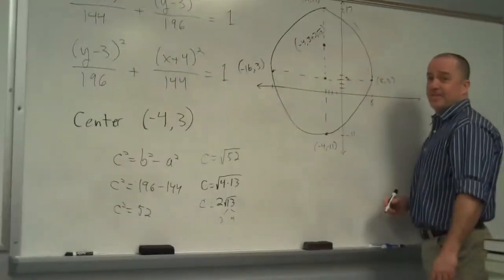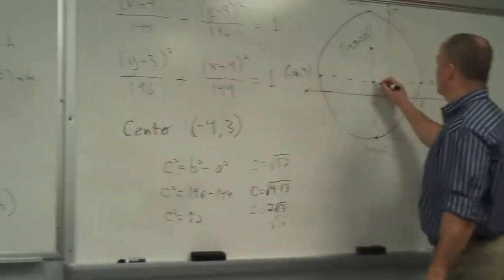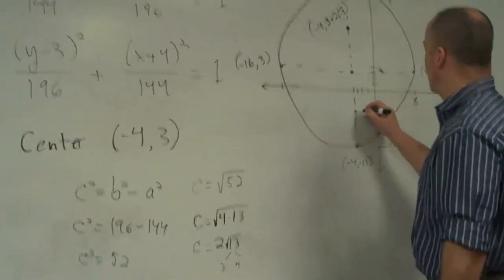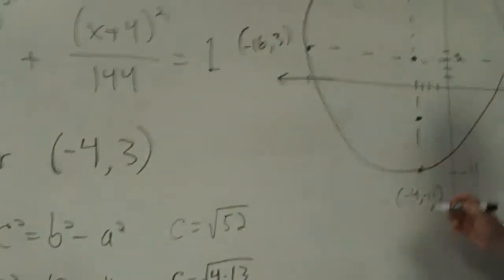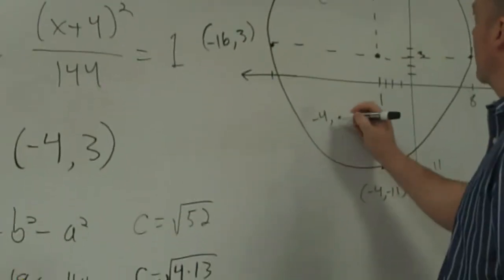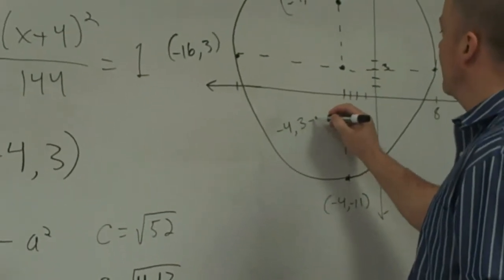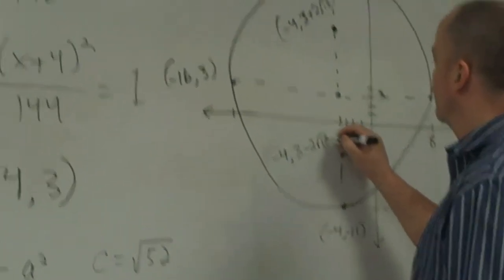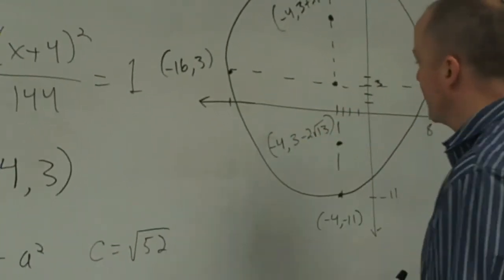That's one of my foci. And then from here I've got to go down about 7, so that's somewhere around negative 4. But I don't know exactly where without a calculator, so this is the point negative 4, comma, 3 minus 2 root 13. These things suck.